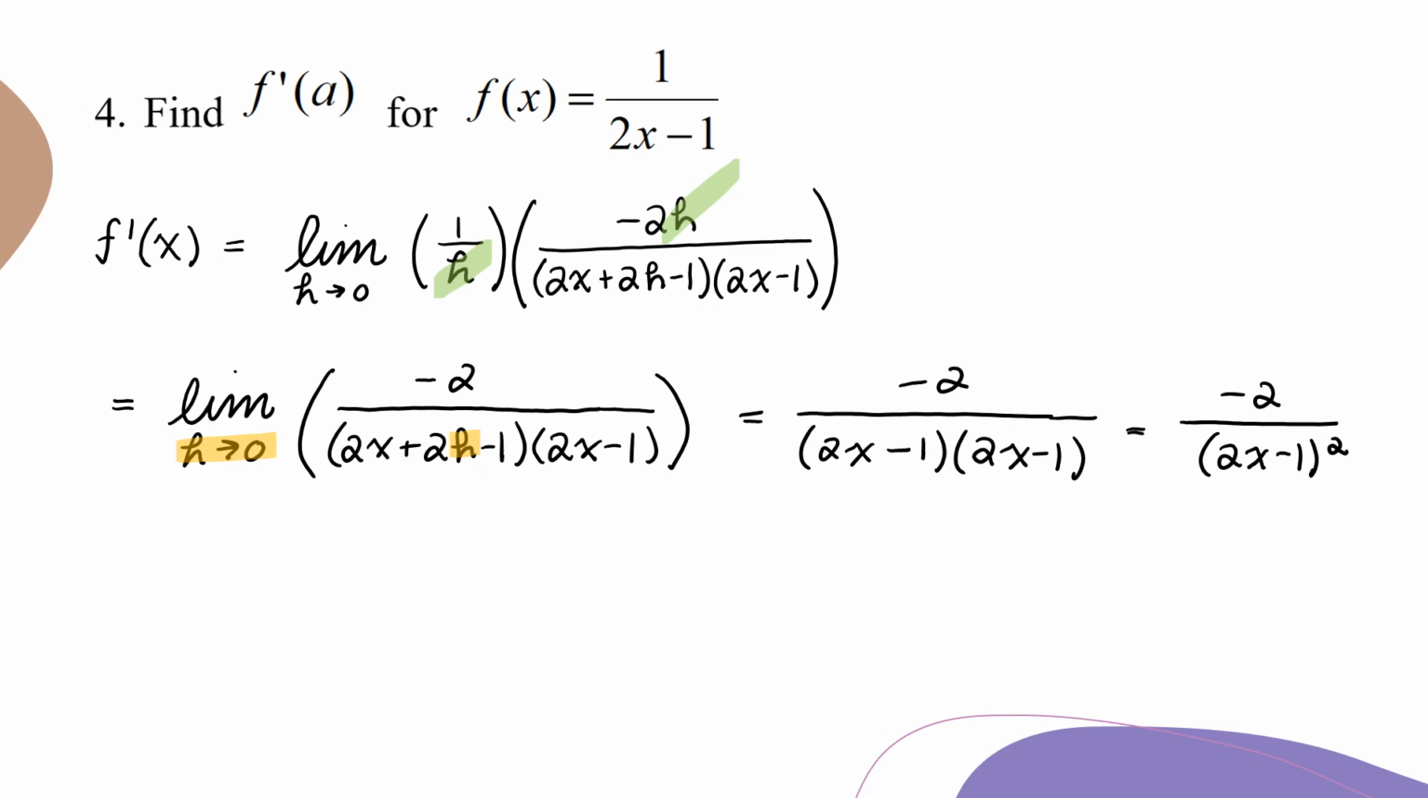And that's f prime of x, but our goal is to find f prime of a. So I need to substitute a into my derivative. So f prime of a will be equal to negative 2 over 2a minus 1 squared.